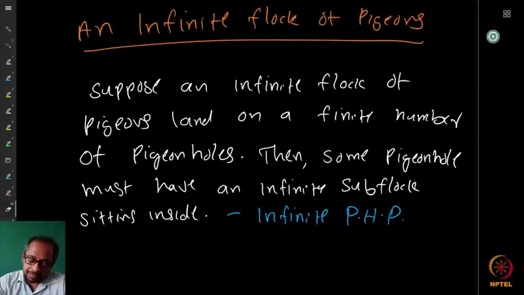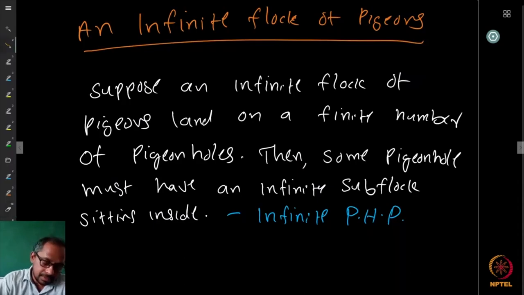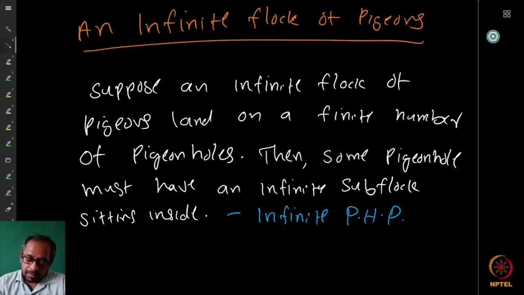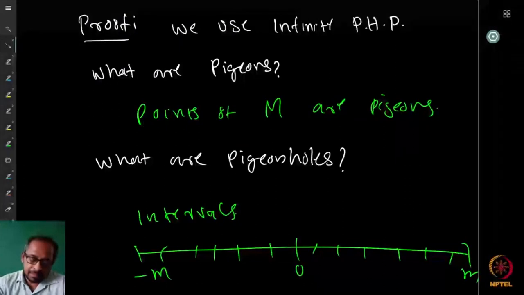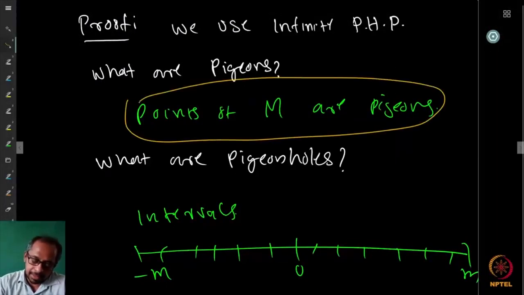And we want an infinite flock of pigeons. And then we need to find some pigeonholes, of course, which are finitely many in number, right? A finite number of pigeonholes. But since we already have this infinite set M, points of M are the pigeons.